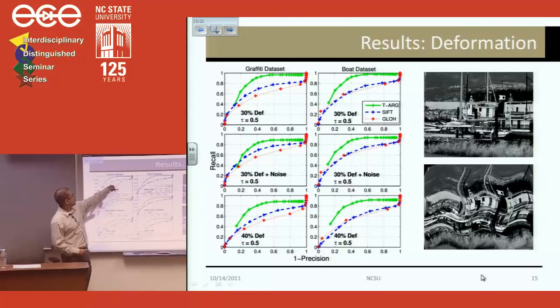And essentially, these are the different plots that you see. The red and the blue correspond to descriptors and matching algorithms like SIFT and GLOH. And then the green one is our algorithm. And you see that you get very good performance every single time. I'm not telling you how I'm quantifying deformations, but I'm applying a 30% deformation here. And in that case, I'm getting pretty close to 0.95 recall.